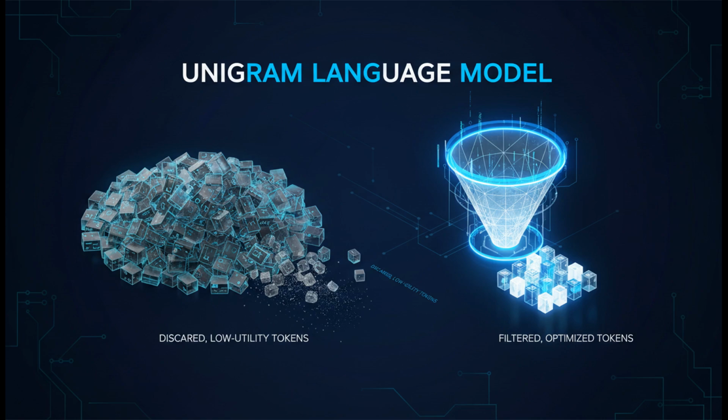Unigram takes the opposite approach. It starts with a giant vocabulary and keeps removing the least useful tokens one by one. It's a top-down method that focuses on keeping only the most meaningful parts of a language.